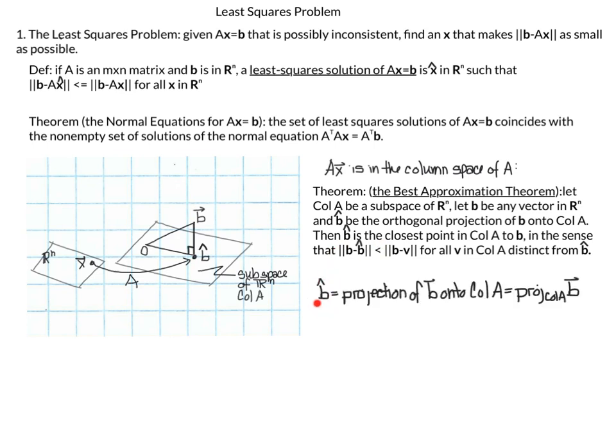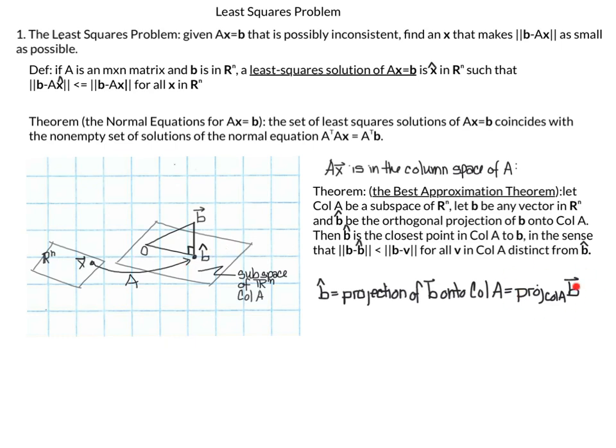So I've written down that the b hat over here that we're looking for is the projection of b onto the column space of A. And I also have this line here with a right angle to remind us that b hat is the projection of b onto the column space of A.